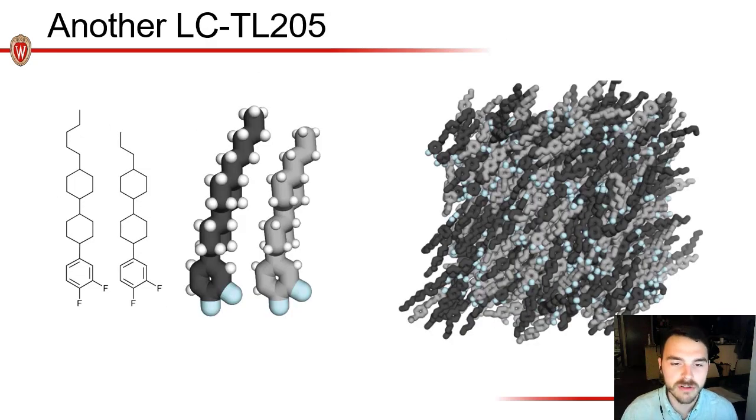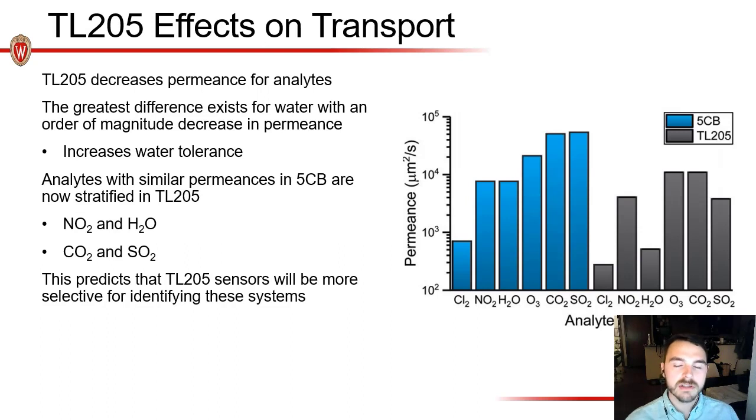Now, once we measure these characteristics and transport coefficients for 5CB, we can make some recommendations on using a different liquid crystal, and specifically our experimental collaborators recommended TL205. This is a 50-50 mixture of these two mesogens, and by incorporating these into our atomistic model, we can achieve bulk nematic phases. So then we can directly jump into the transport of these analytes within TL205.